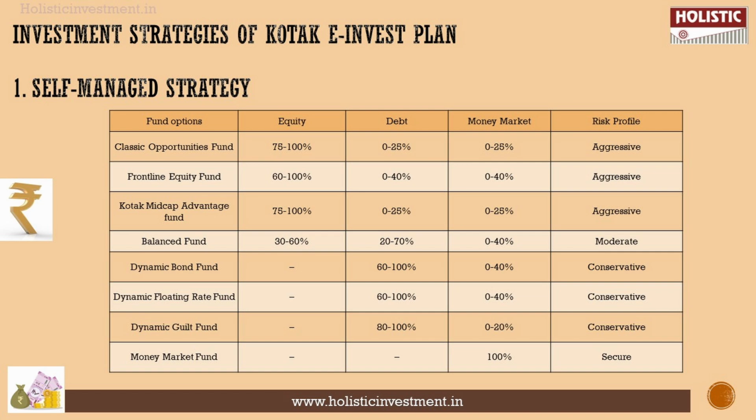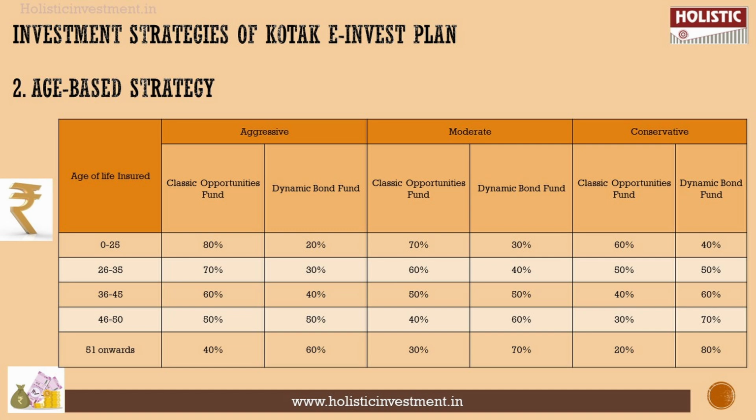So based on your risk tolerance, you can choose which of the fund options you want to invest in. So this is one kind of strategy. Another one is the age-based strategy where the allocation is already chosen based on the age and risk appetite. So based on the risk appetite of the customer, aggressive, moderate or conservative, the allocation is done between classic opportunities fund and dynamic bond fund.